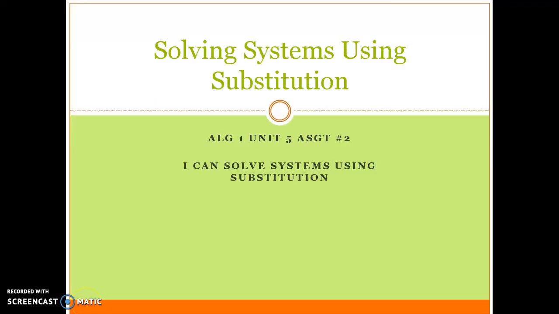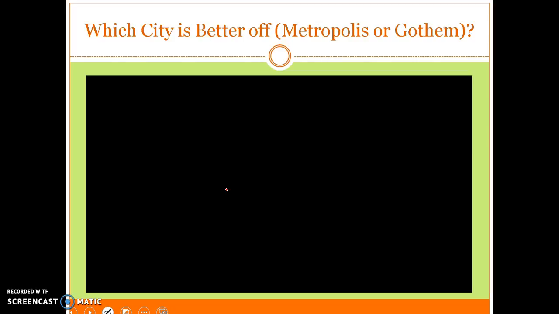So today, assignment number 2, we're going to be solving systems like we did yesterday by graphing, only this time we're going to solve them using substitution. And so it's a different method. I think you'll like it probably better than graphing.